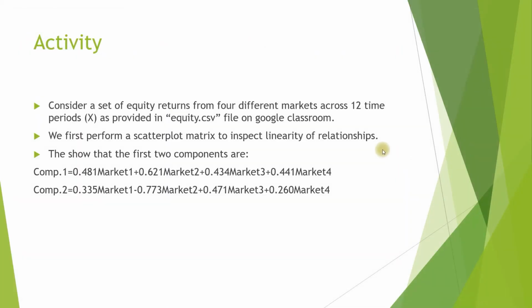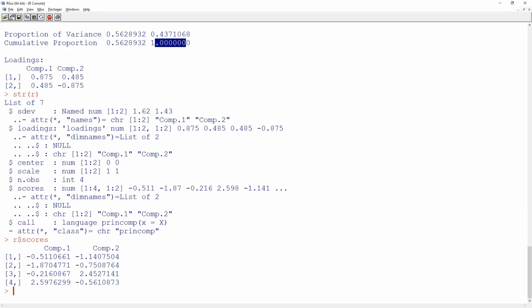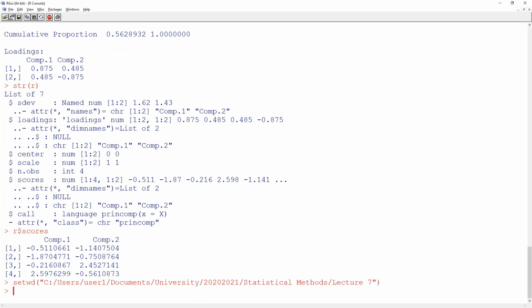So we are going to apply that as usual. So the first thing is you are going to set your working directory. I already have it ready. I'm going to set my working directory as usual. I'm going to read the data. The data is named equity.csv, and you have a header there.